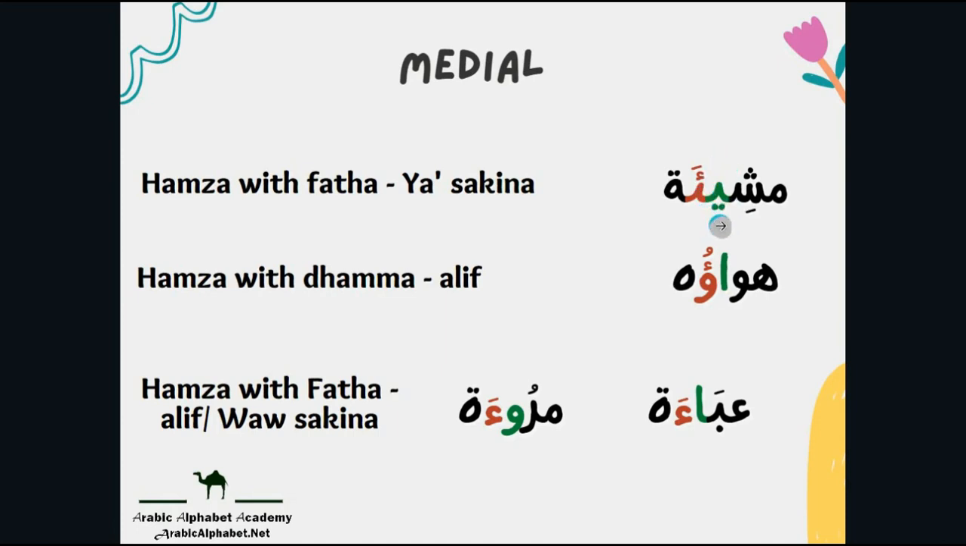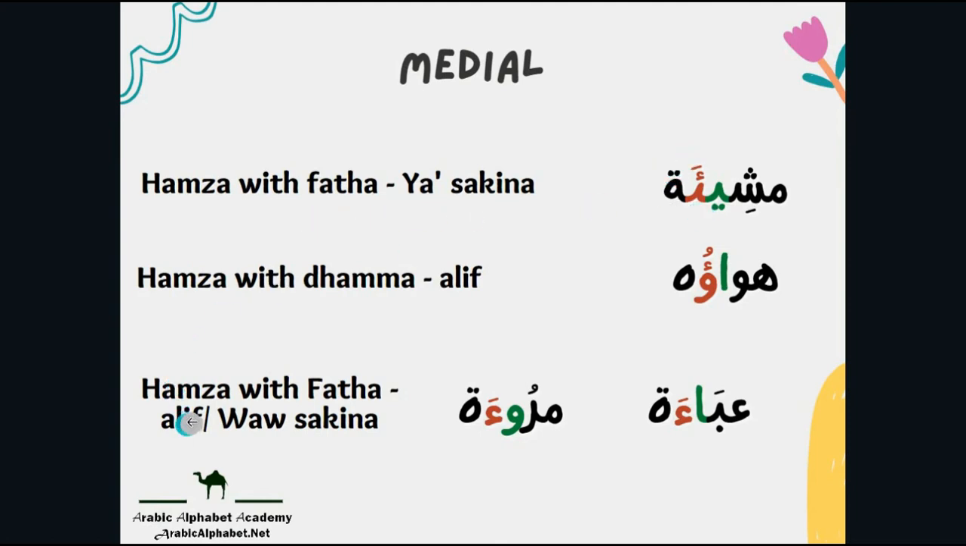Why? Because its role here is mad. It's making the letter Shin longer. When we say this letter alone, it will be Sha. With the Ya, it becomes Shee. So this Ya is just for mad and it's not moving. So it follows this rule, and we have here the Hamza on Nabra.